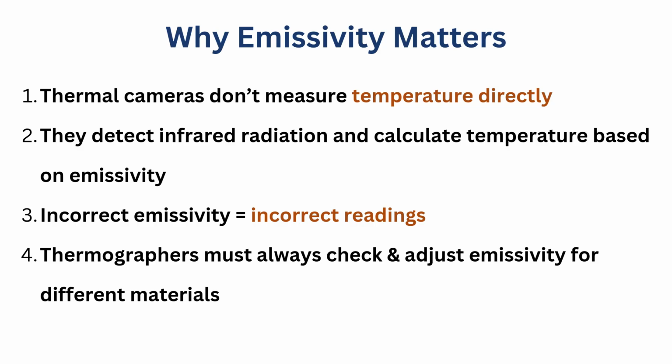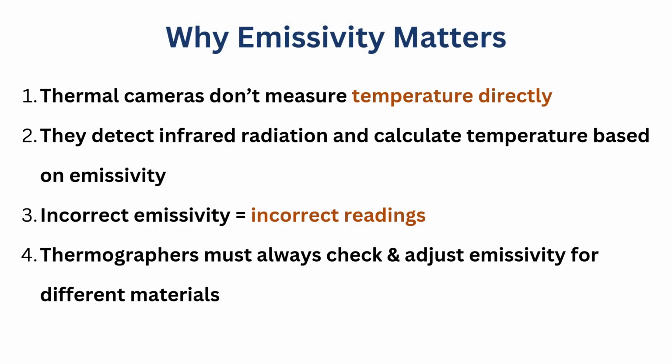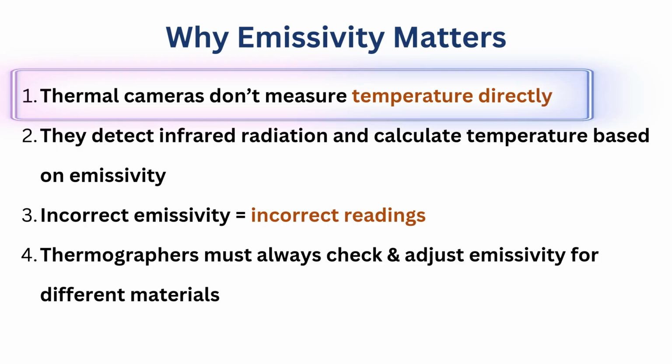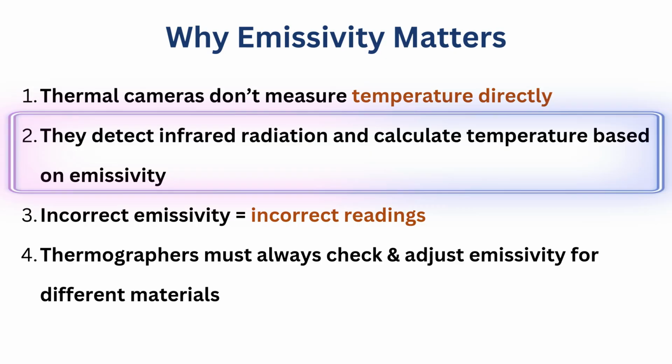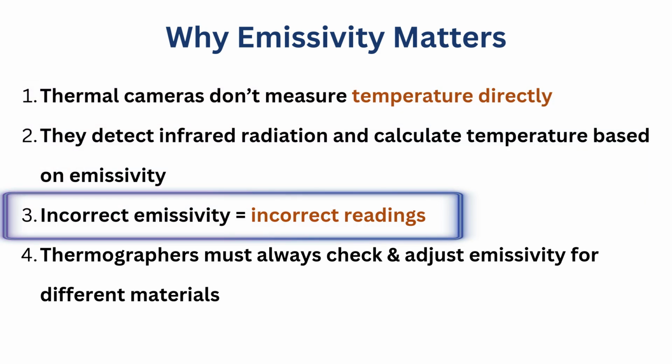So let's start with our first section, which covers why emissivity matters for a thermographer. We know that our thermal camera doesn't measure temperature directly, as we discussed in our previous videos. It detects IR and calculates the temperature based on the emissivity settings that we enter in our camera. So if the emissivity setting is wrong, definitely the output will be wrong, or you can say your readings or your IR image will be inaccurate.